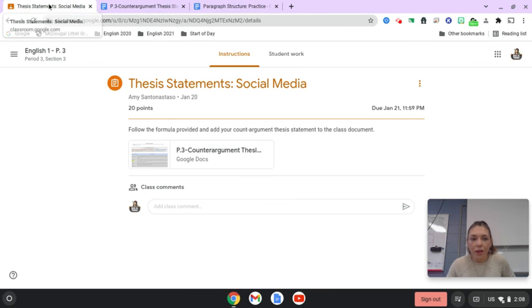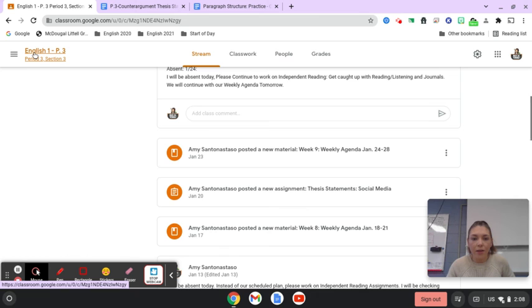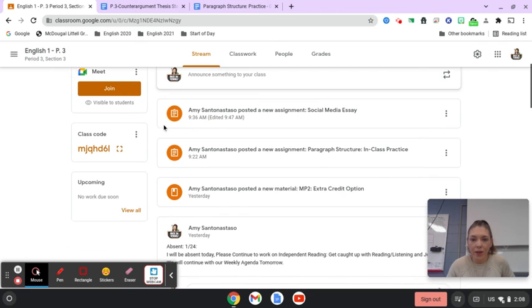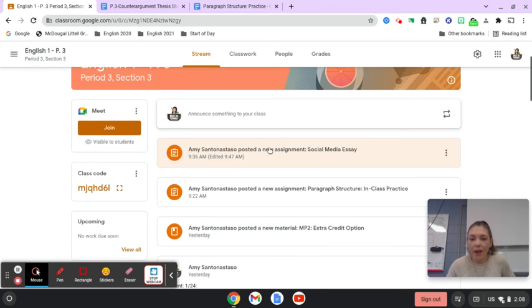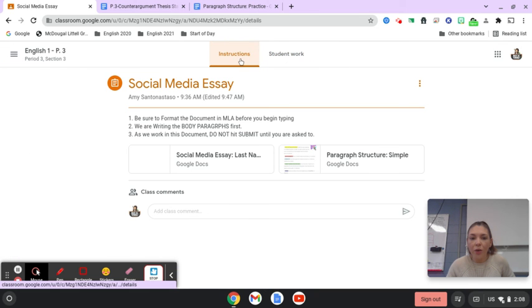What you're going to do is take all of those elements, and this goes for all of my classes, but I'm using period 3 today. Social media essay. You're going to go into here and you are formatting the document as best you can in MLA. We've learned that so many times. I have great confidence that all of your documents will be perfectly formatted in MLA. If you're not sure, go back and find that video. Times New Roman, size 12 font, make sure it's double spaced. Last name and page number, insert page number in the top right corner. So format your document in MLA and begin typing.